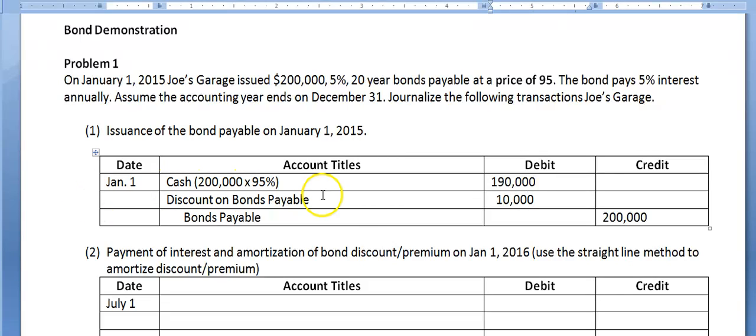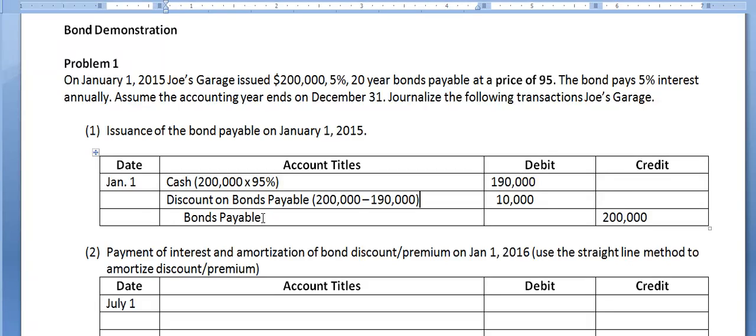And that would simply be calculated by taking the $200,000 and subtracting the amount of cash that you're going to be receiving. Remember, the total debits have to equal the total credits. Bonds payable will always be credited for the face value. That's the amount payable at maturity.